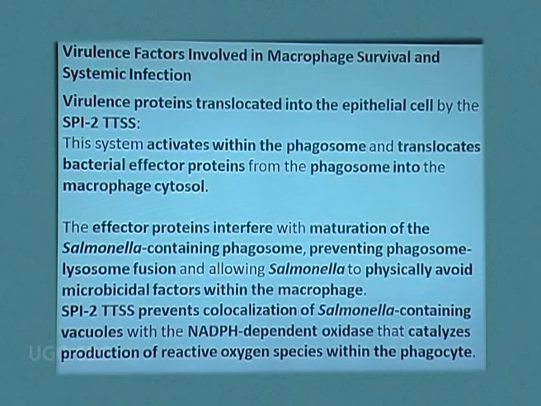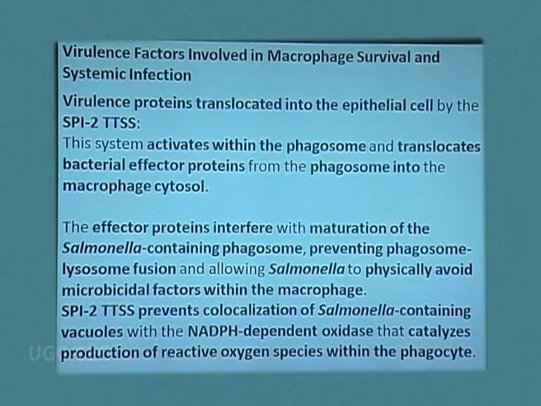Now, these effector proteins usually interfere with the maturation of the Salmonella containing phagosome. For example, it inhibits the fusion of the lysosome with the phagosome and thereby allows the Salmonella to physically avoid the microbicidal factors within the macrophages. For example, SPI2 type 3 secretion system prevents the co-localization of Salmonella containing vacuoles with the NADPH dependent oxidase within the macrophages, which results in the formation of a rapid burst of reactive oxygen species.